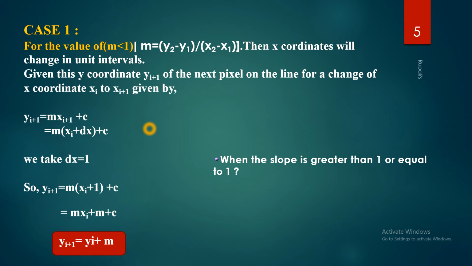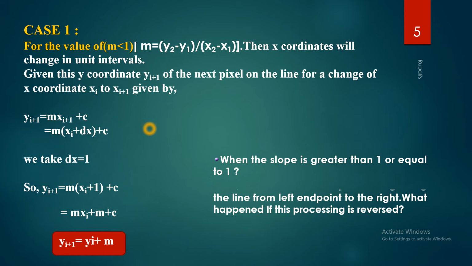So, you have to consider case 2 and case 3. Case 2 is when the slope is greater than 1, and case 3 is when the slope is equal to 1. And another thing, assume that we are proceeding along the line from the left endpoint to the right. What happens if this processing is reversed? If I start the line from right to left, then what will happen?